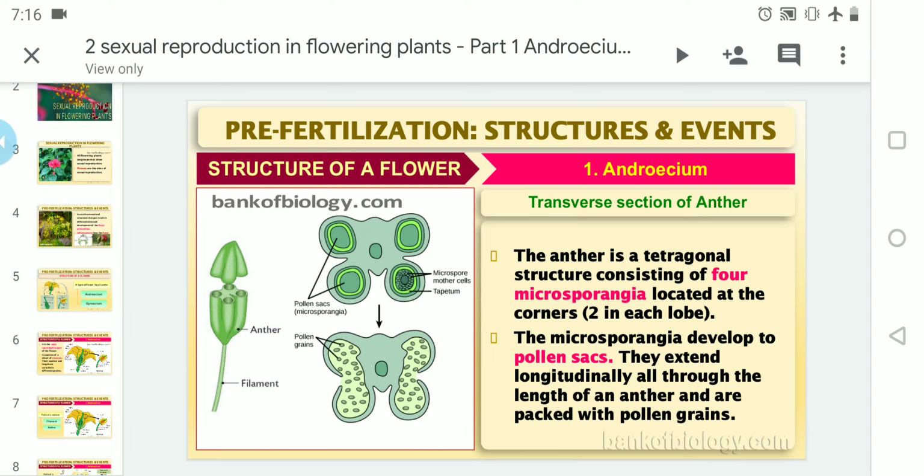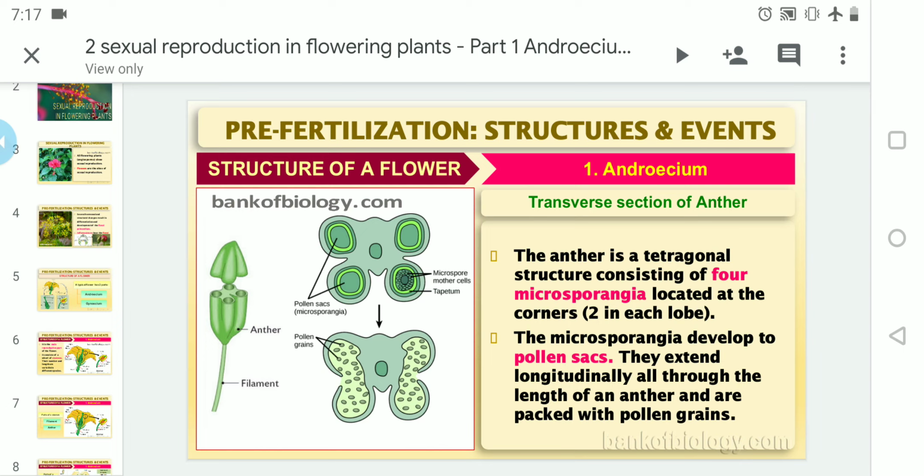So today, let us discuss the transverse section of the anther. This is a TS, the transverse section of a male reproductive structure of a flowering plant. On the left side you can see the structure. If you take a transverse section of the androecium, what can you identify? The filament extended, and in the terminal portion you can identify the anther.